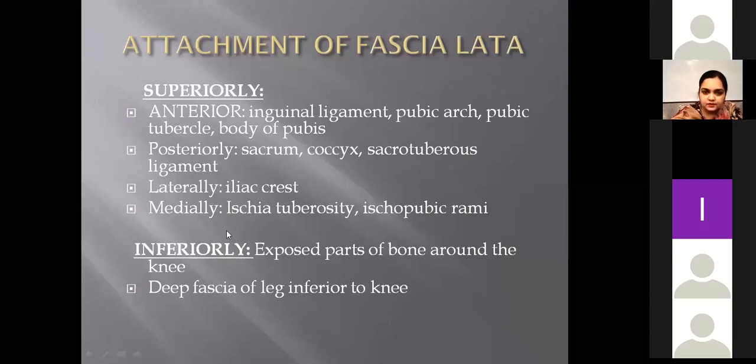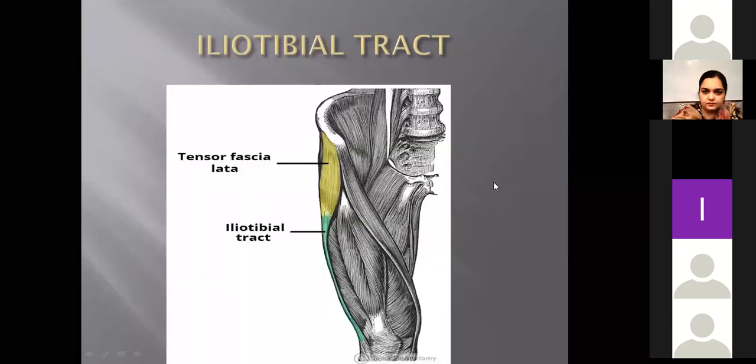Fascia lata. This iliotibial tract receives the insertion of two important muscles, tensor fasciae latae and the gluteus maximus.